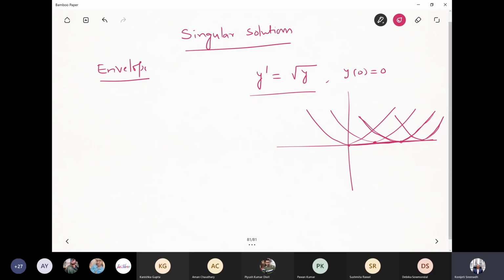And on this curve y equals 0, it is so happening that at every point of this, there is one function which is a solution which is passing through this, which is touching this. That means both of them have a common point at one point, and at that point the slopes are also the same. That means the equation is satisfied. Therefore, we are able to see that y equals 0 is the solution. So this y equals 0 is called envelope.